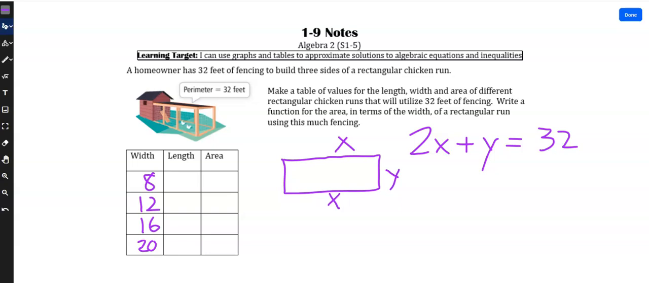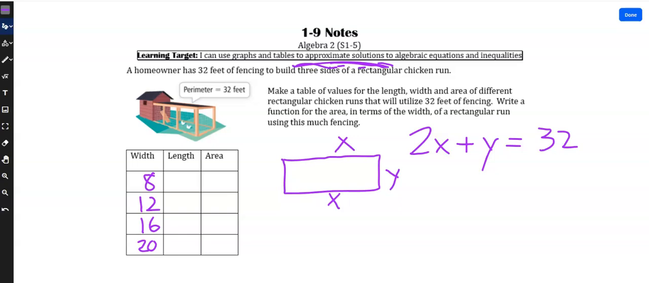Okay, so we're going to be using graphs and tables to approximate solutions. And I do mean approximate solutions. We will actually figure out how to solve in a different lesson. But this is just a general approximation, trying to understand how I can use some of my knowledge and my best guessing to figure out a pattern of what we have.